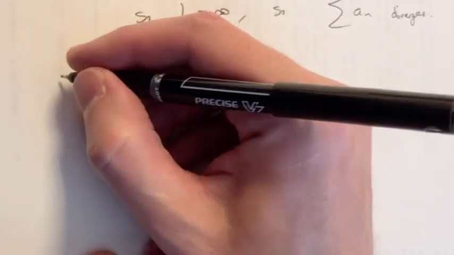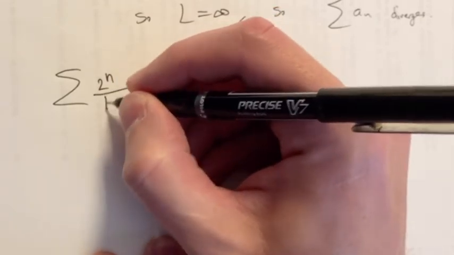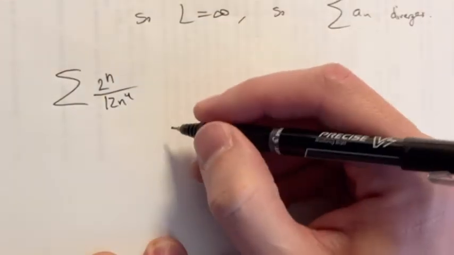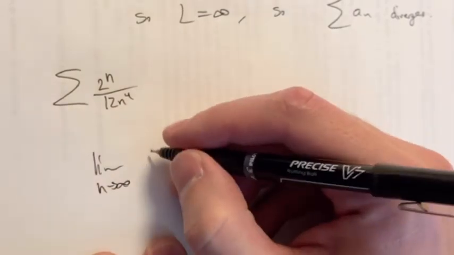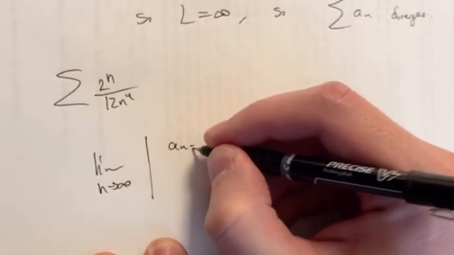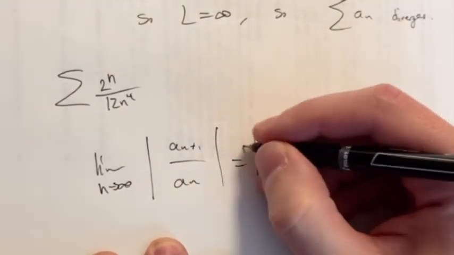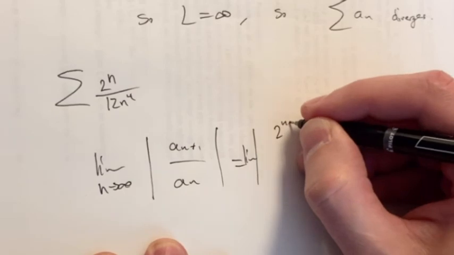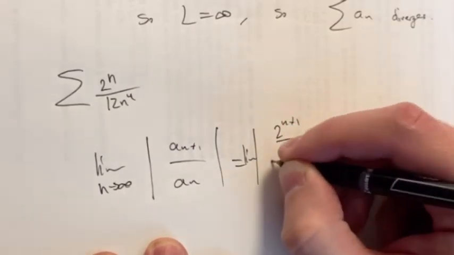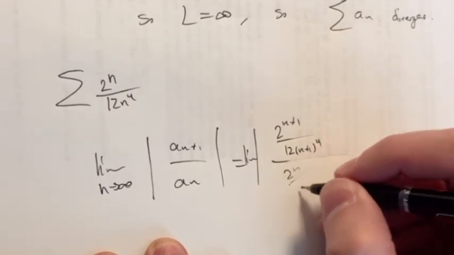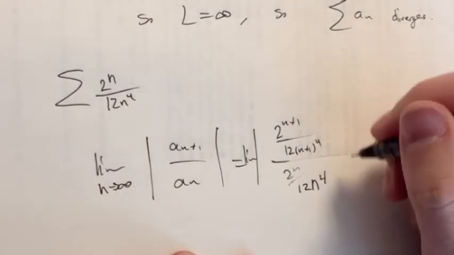So the third one, you use the ratio, 2 to the n over 12 n to the 4. All right, so the ratio is going to be the limit of the absolute value of a_(n+1) over a_n. So we get the limit of 2 to the n plus 1 over 12 (n plus 1) to the 4, and then divide by 2 to the n over 12 n to the 4.